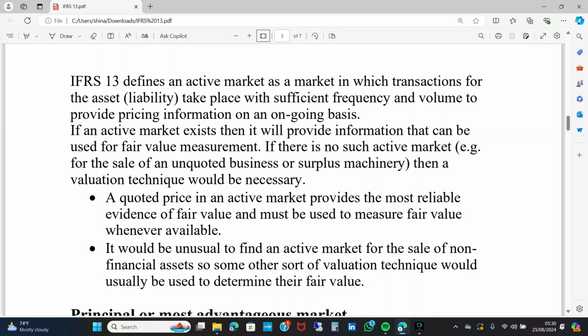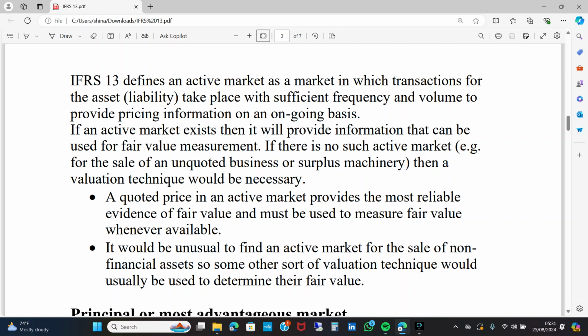Now, if an active market exists, then it will provide information that can be used for fair value measurement. So anytime we have an active market, that's where we determine our fair value. Now, if there's no such active market, for example for the sale of an unquoted business or surplus machinery, then a valuation technique would actually be necessary. A quoted price in an active market provides the most reliable evidence of fair value and must be used to measure fair value whenever available. So the preference, the market that we first look for when we are calculating our fair value, is the active market.